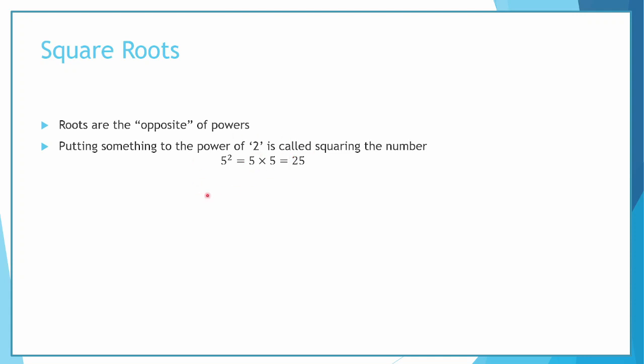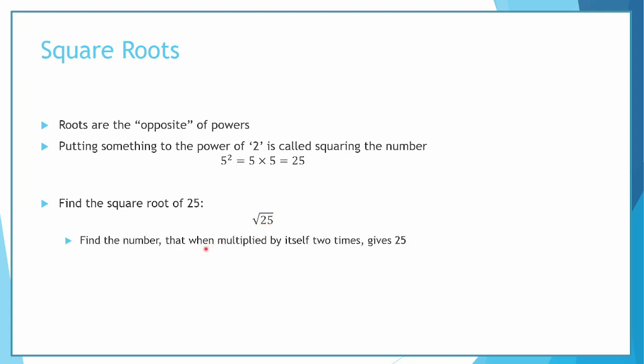So roots are essentially the opposite of this. And what I mean by that is, if someone said, find the square root of 25, first of all, we'd write it like this. So we use this symbol here. So this means the square root of 25. And what we're trying to find is a number that when multiplied by itself 2 times gives us 25. But we just worked that out up here. We know that 5 times 5 gives us 25. So the square root of 25 is 5.